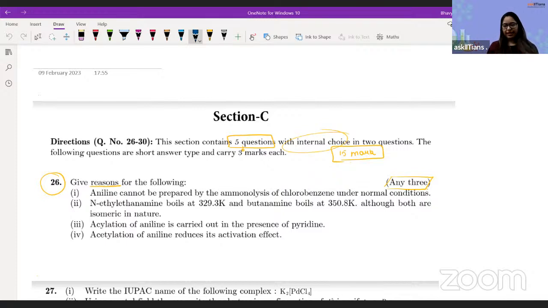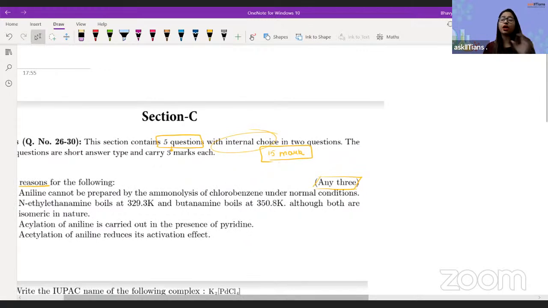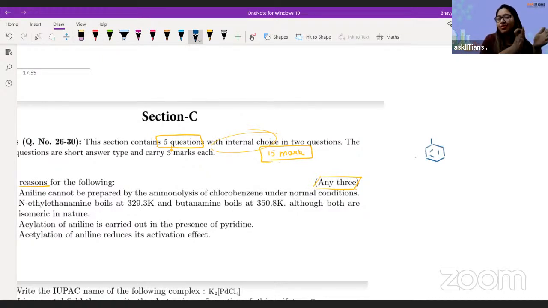Now there are 4 parts. Let's start with all the 4 subparts. The first part says aniline cannot be prepared by the ammonolysis of chlorobenzene under normal conditions. Okay. Now I hope you all remember that the ammonolysis reaction is the substitution of halogen with amine group. During an ammonolysis reaction, there is a substitution of halogen with NH2 group.